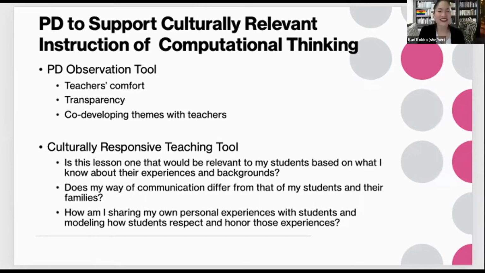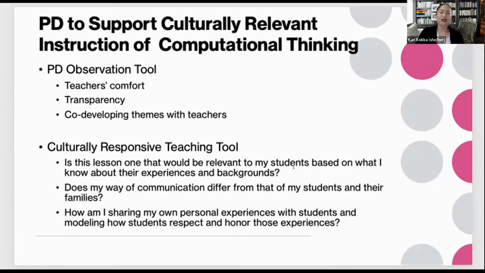Thanks, Janice. And then the other thing that their team shared with me was their culturally responsive teaching tool. I picked out some of the bullets that we talked about. One of the bullets was, is this lesson one that would be relevant to my students based on what I know about their experiences and backgrounds? Does my way of communication differ from that of my students and their families? How am I sharing my own personal experiences with students and modeling how students respect and honor those experiences?